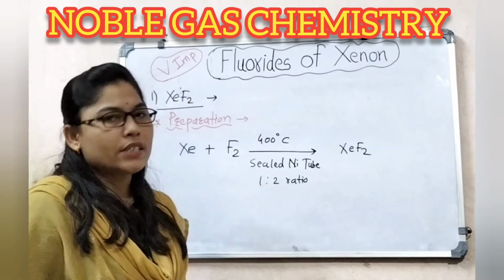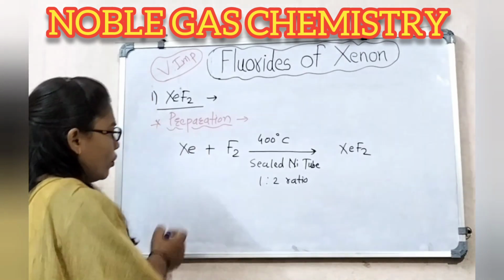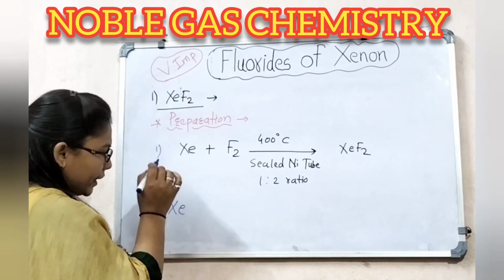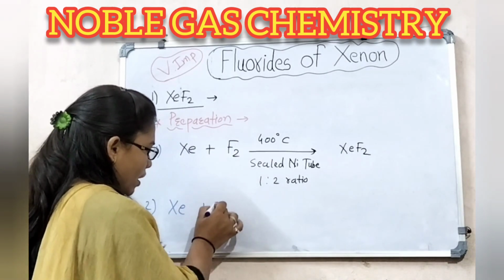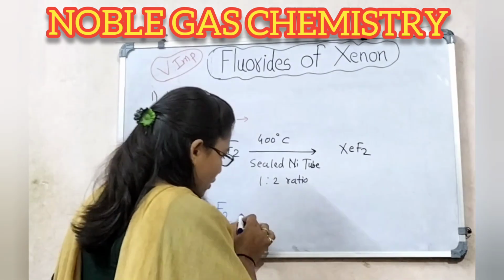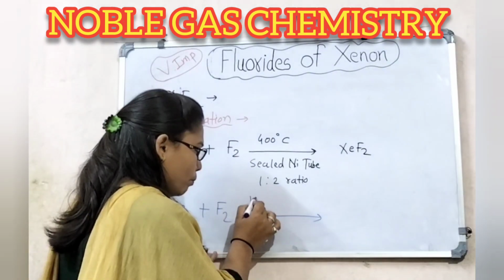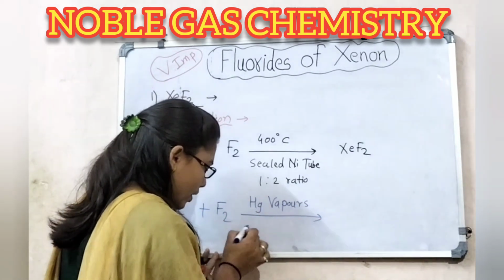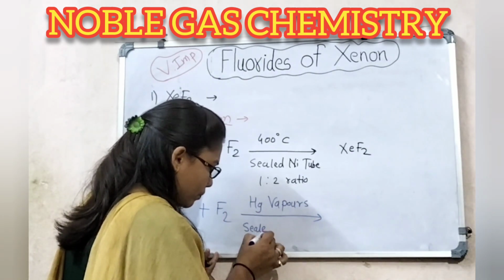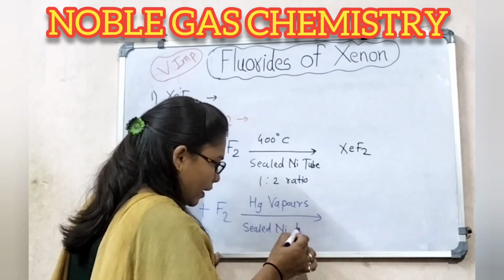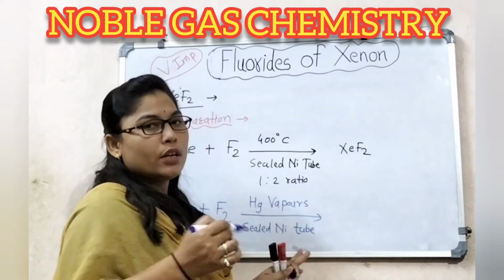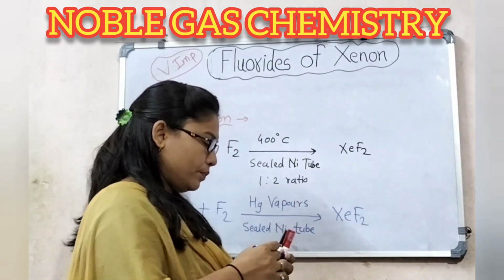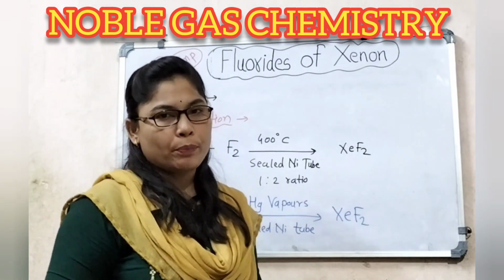Then we see the second method of preparation. Xenon difluoride is also prepared by heating a mixture of xenon and fluorine in the presence of mercury vapors in a sealed nickel tube. Then also we get Xenon difluoride. These are two simple methods of preparation.